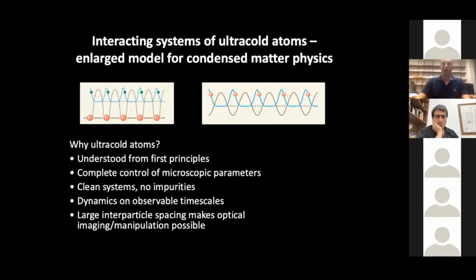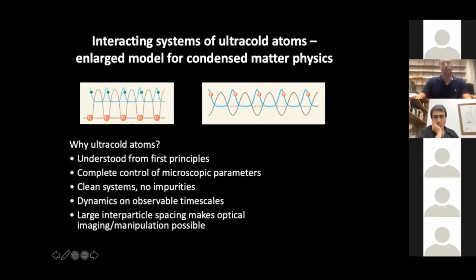So that's about 4 orders of magnitude larger than what you have in a solid. Also, the atoms are, of course, a lot heavier than the electrons. What this means is that the dynamics is much slower in our systems, typically on the order of milliseconds, so it's easy to observe. And at the same time, the temperature and energy scales we work at are, like I said, much lower.